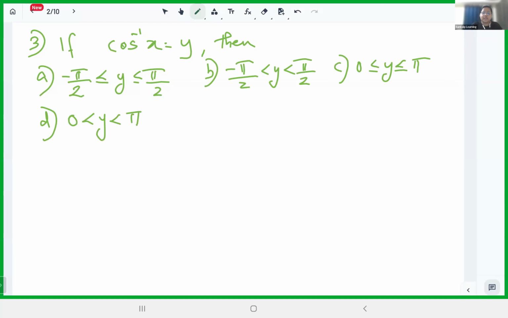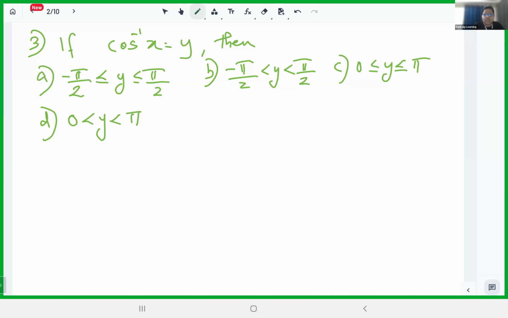Alright, so cos inverse x is equal to y. Then what are they asking about? They are asking about the range of y. Since from the options you can understand that they have given the range of y. All right, so what is y? Y is nothing but cos inverse x. It is the inverse function of cos. So we know the range of cos inverse x.